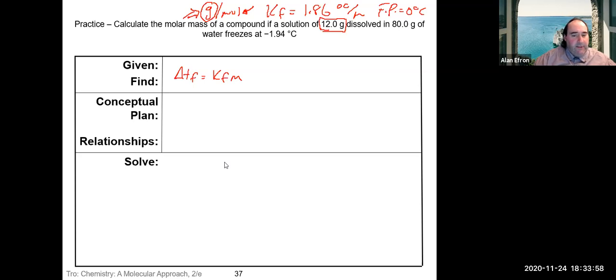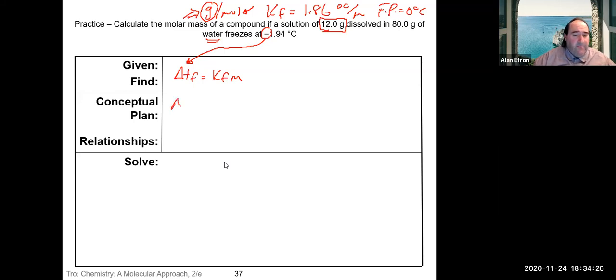Again, we're dissolving it in water, so we know the Kf is 1.86. We also know that it freezes at minus 1.94. A very common mistake some people may make is they'll just throw this right into here. And again, that is actually not the change in freezing point temperature. That is the actual temperature of where it freezes.